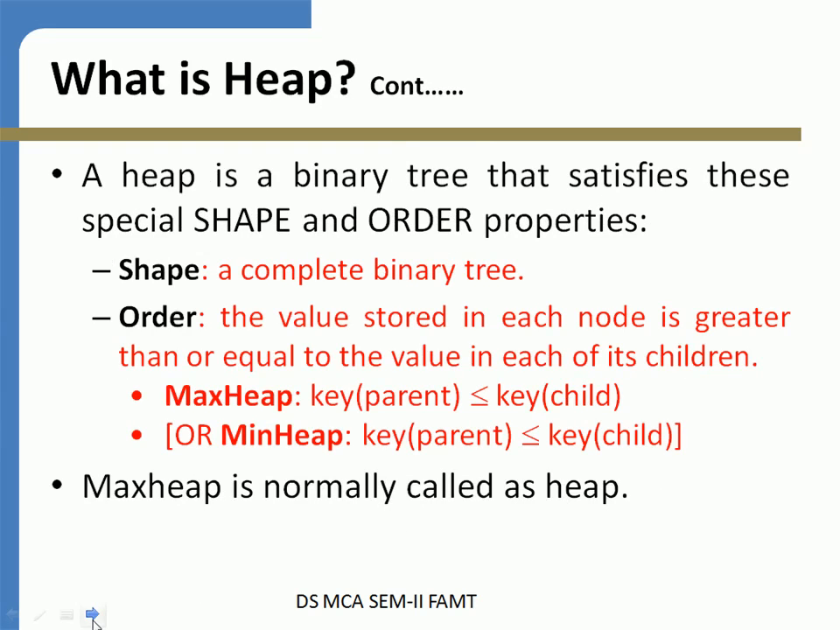Definition: a heap is a binary tree that satisfies the special shape and order properties. Shape: a complete binary tree, and order: the value stored in each node is greater than or equal to the value in each of its children. So for max heap, key of parent is greater than key of child. In case of min heap, key of parent is less than key of child. Whenever we say heap, it is normally a max heap.